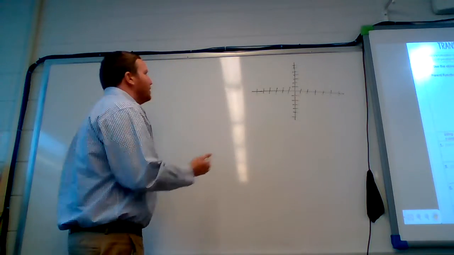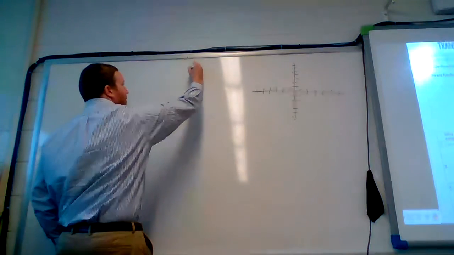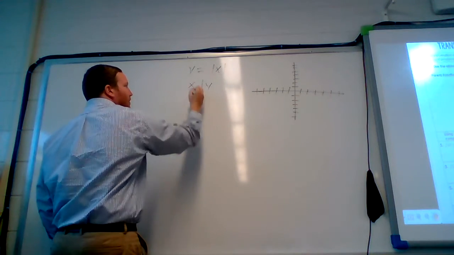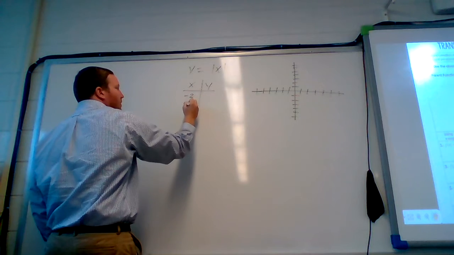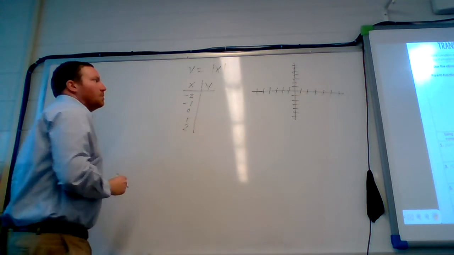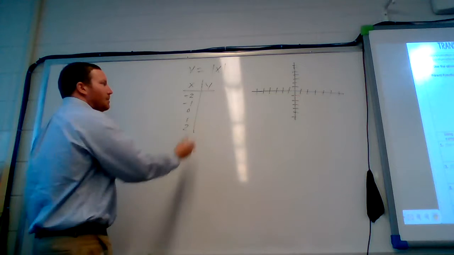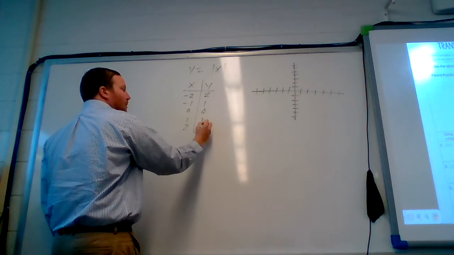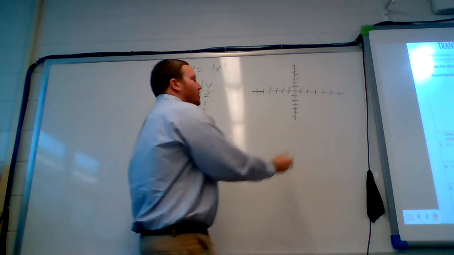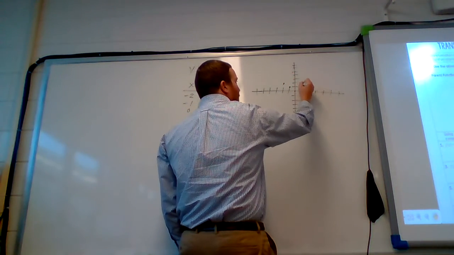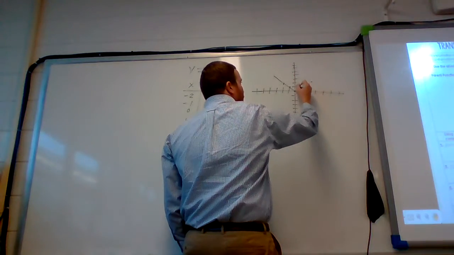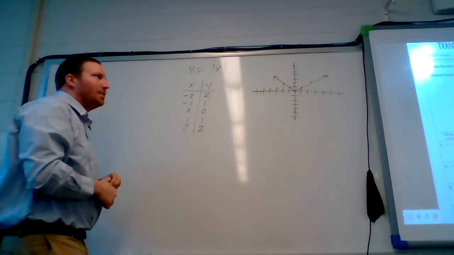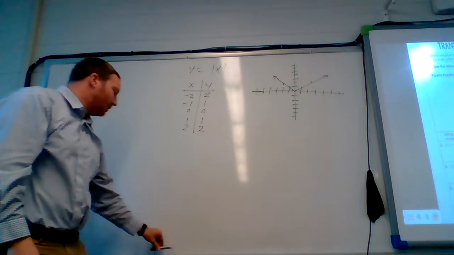So again, our parent function for this is the absolute value function, y equals the absolute value of x. If we graph that, of course, if we plug in -2 into our absolute value, we get out a 2. -1, we get 1. 0 is 0. 1 is 1, and 2 is 2. So our parent function has that V shape, and that's what we're going to be using our transformations on.